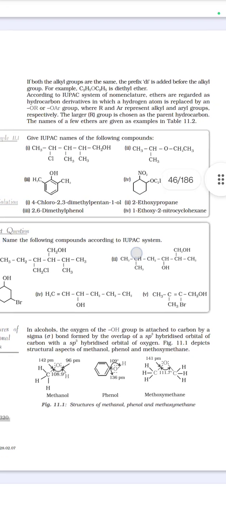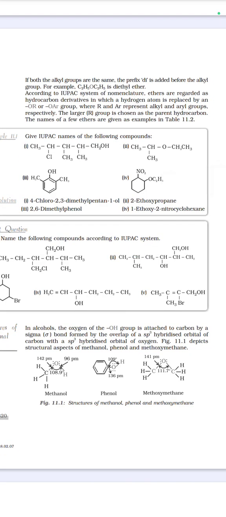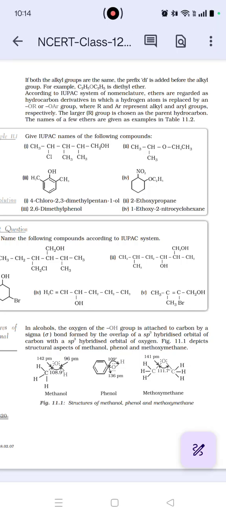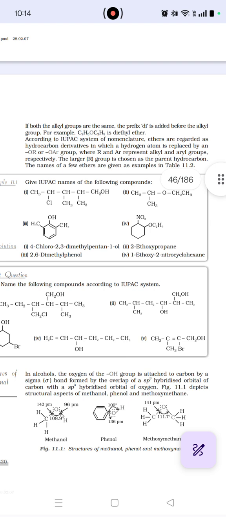According to the IUPAC system of nomenclature, ether is regarded as a hydrocarbon derivative in which a hydrogen atom is replaced by an OR or OAr group, where R and Ar represent alkyl and aryl groups respectively. The larger R group is chosen as the parent hydrocarbon. The names of a few ethers are given as examples in 11.2.